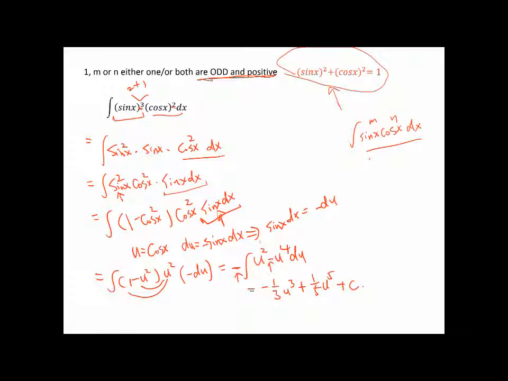The last step is to plug in my substitution, u equals cosine x. So this equals negative 1/3 cosine x cubed plus 1/5 cosine x to the fifth plus c. This is my final answer.